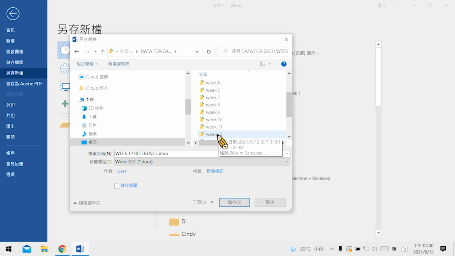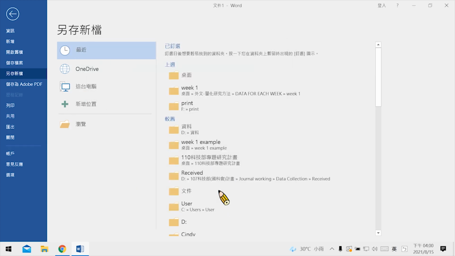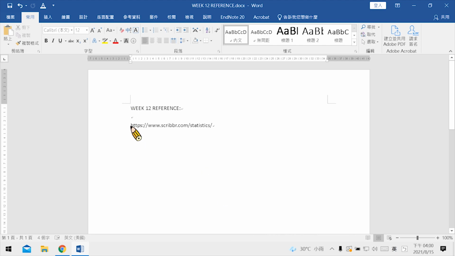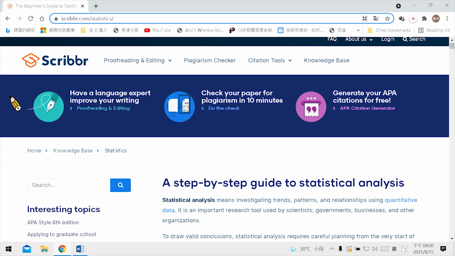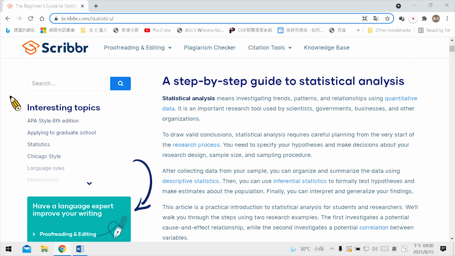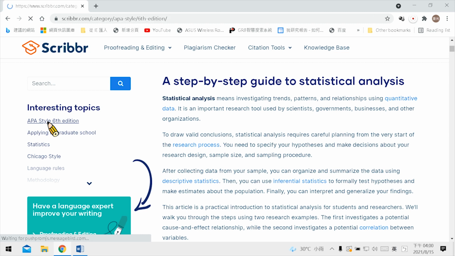Put in the week 12. So you go to this website, and you can see a lot of material you can check. So first you can see the APA style.